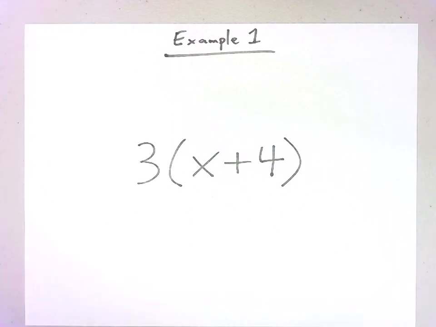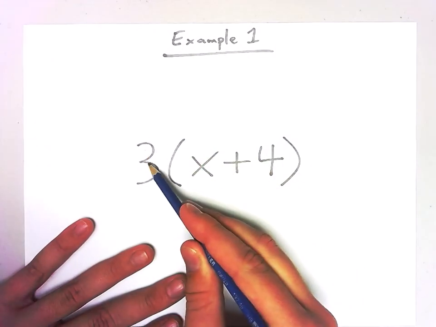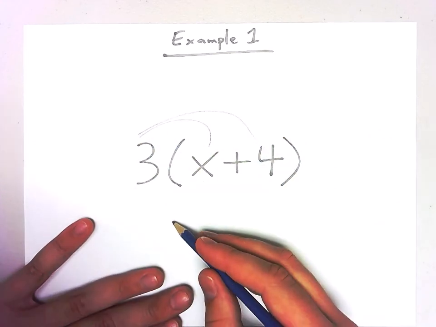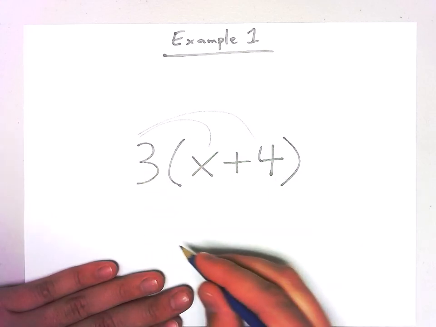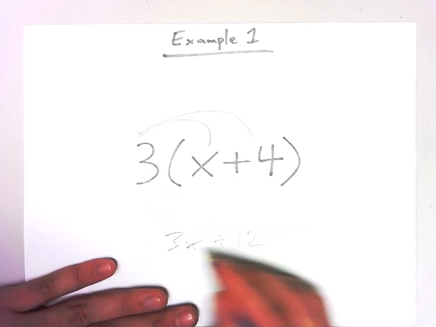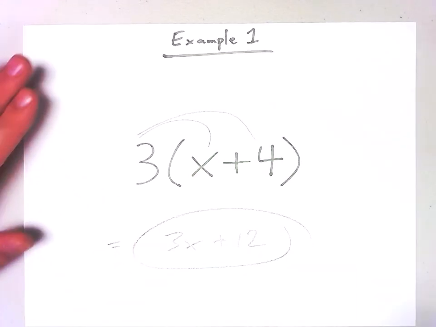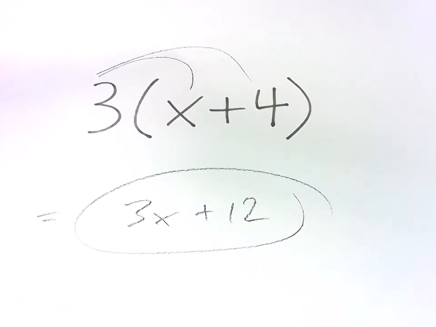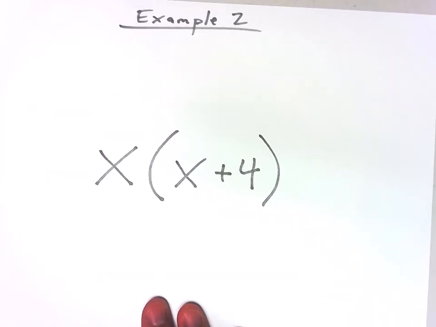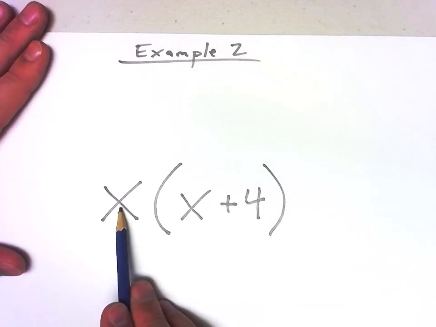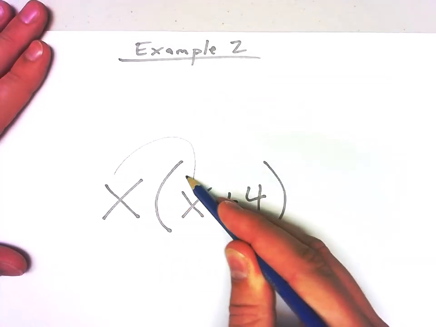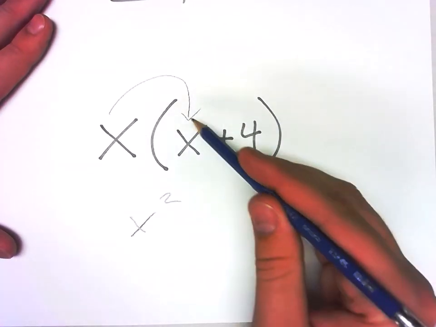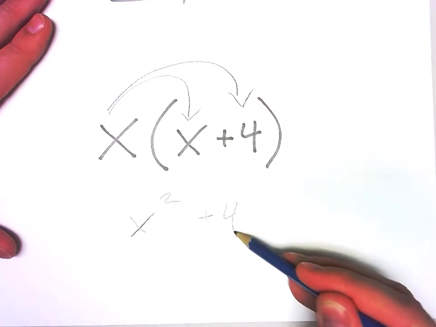polynomials together. So distributive property, you say 3 times the quantity x plus 4 is 3x plus 12, or 3 times x plus 3 times 4. So there's that. It can also work if there is a variable in the front. So x times x plus 4 would be x times x, which is x squared, plus x times 4, which would be 4x.